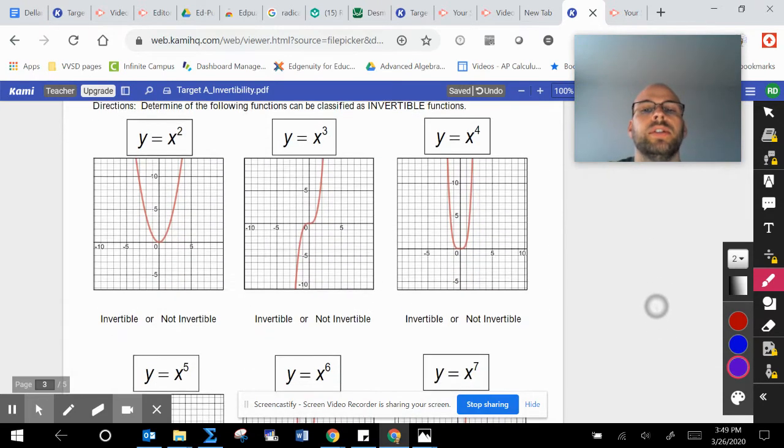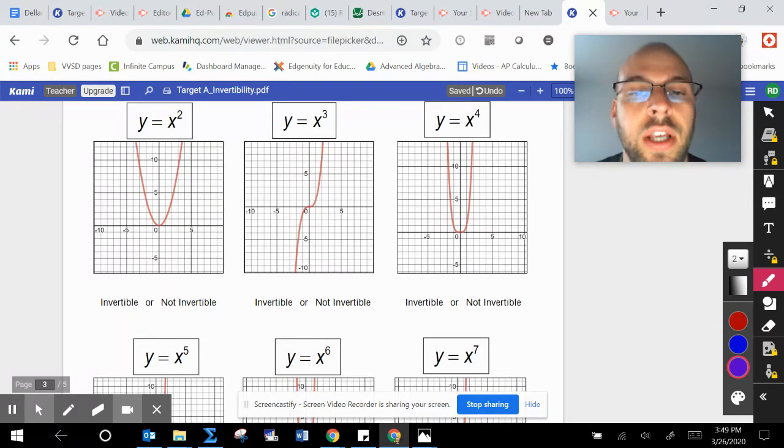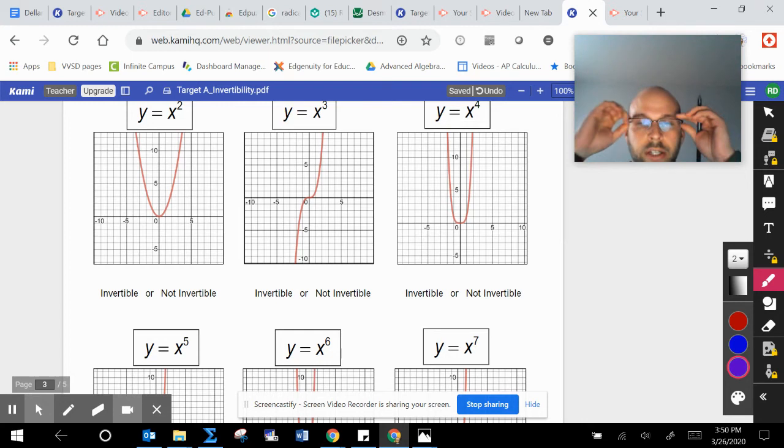Next series of problems are the parent functions. So the quadratic, cubic, quartic, so on. And if you look at these, now these are all functions. We know that these are the parent functions. They're all going to pass the vertical line test already. So we really only need to test the horizontal line test on these, right?